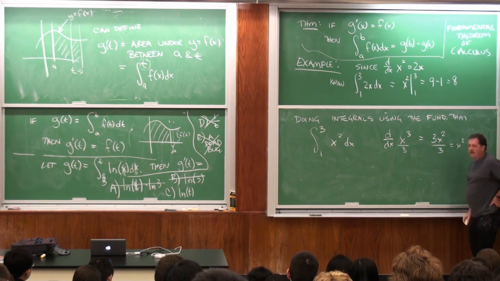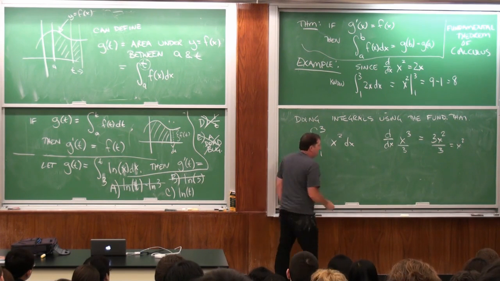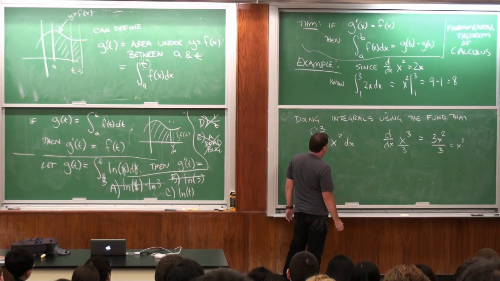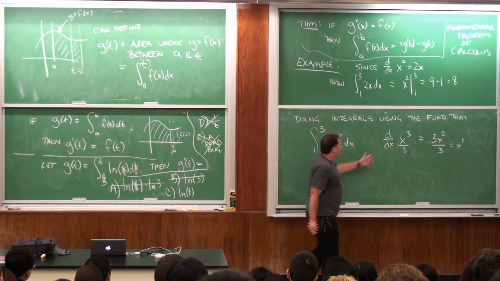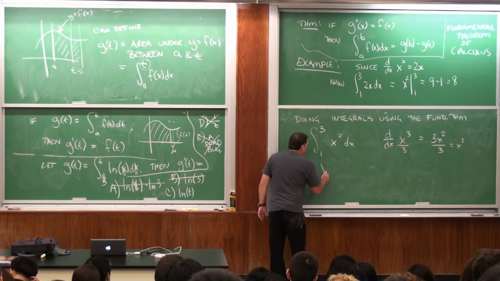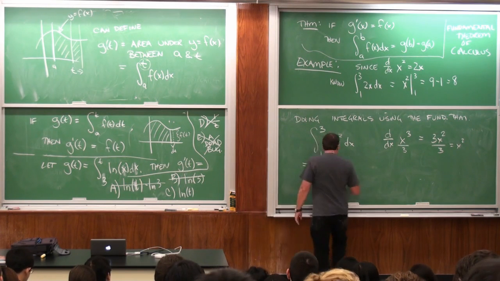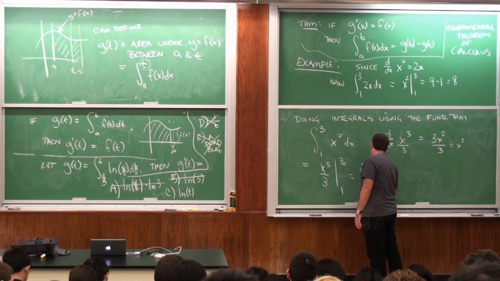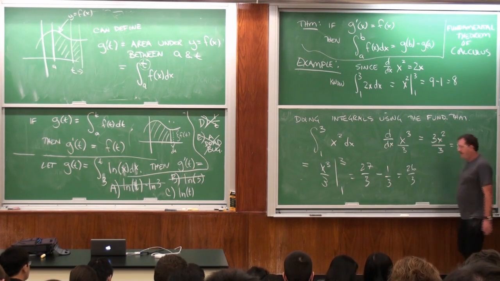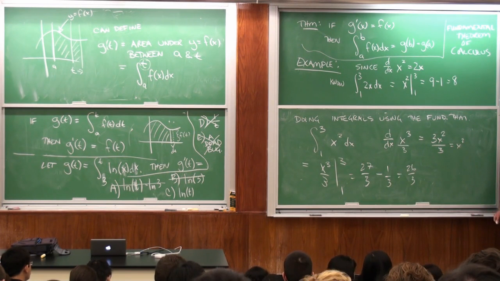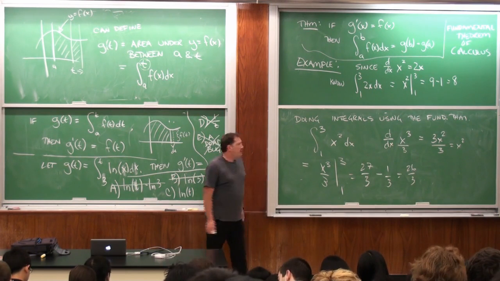And it's happy times. So that means that this is x cubed over 3, and I plug in the values from 1 to 3, so this is 27 over 3 minus 1 over 3, which is 26 over 3. So that was pretty straightforward and pretty easy. Anybody confused by that at all? Okay.